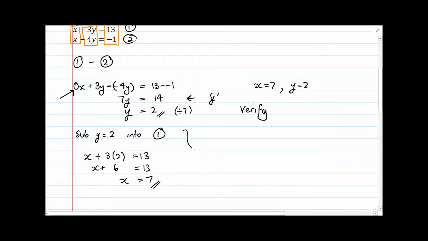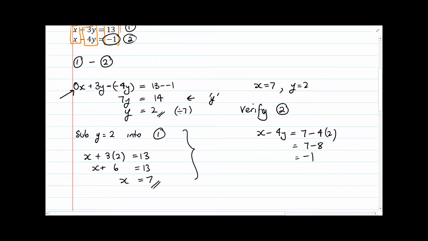Notice here that I used number 1, so now I'm going to verify in number 2. Number 2 is x minus 4y, which is 7 minus 4 times 2, and that's 7 minus 8, which equals negative 1, and that's what I was hoping it would equal.